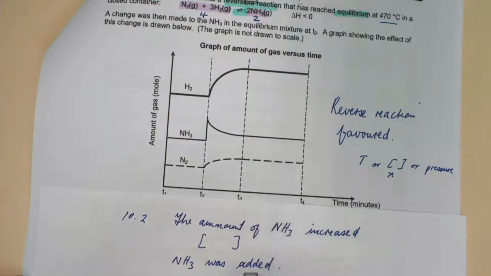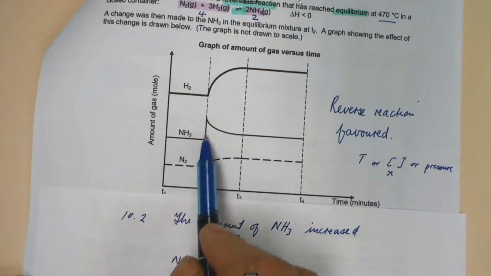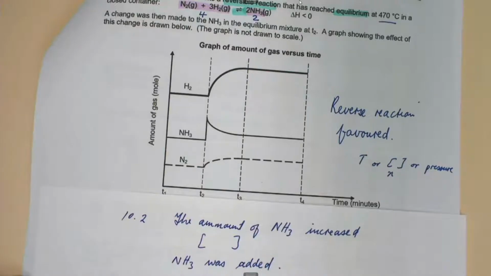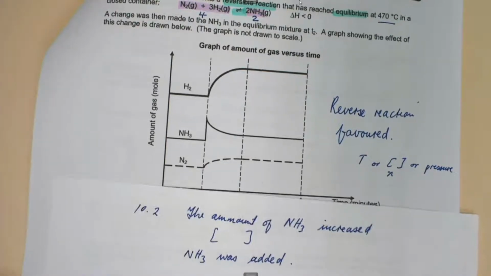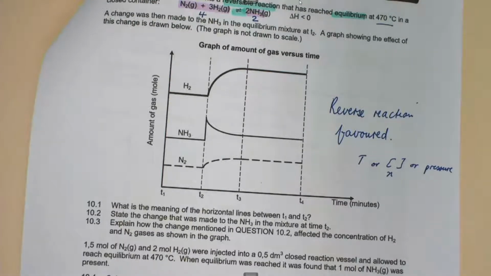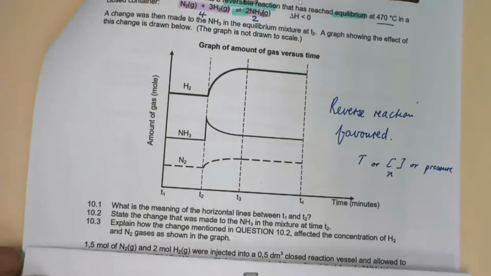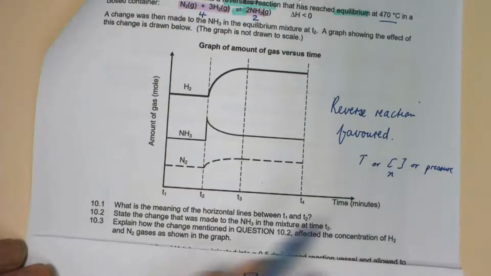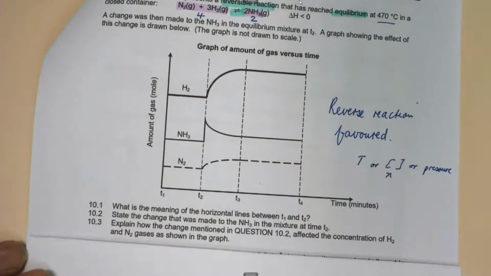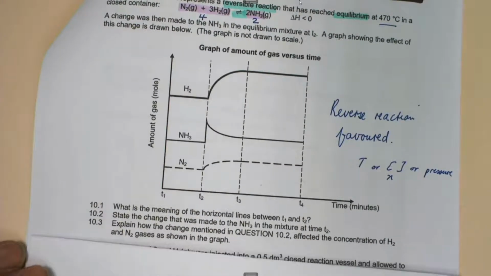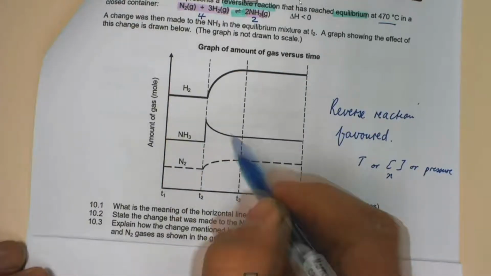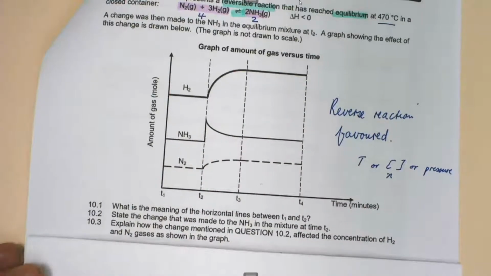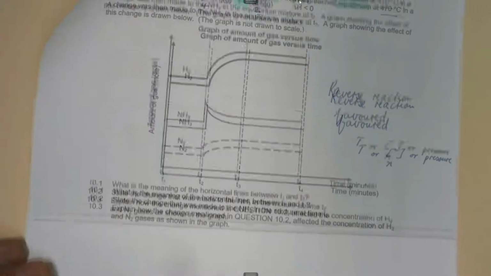Any one of those three answers explains what happened there, that the number of moles of gas just increased. All right, so those are possible answers that would have been accepted. 10.3, they ask now, explain how this change mentioned in 10.2 affected the concentration of the H2 and N2 gases as shown in the graph. So I can see the amount raised, and thus the concentration also raised.